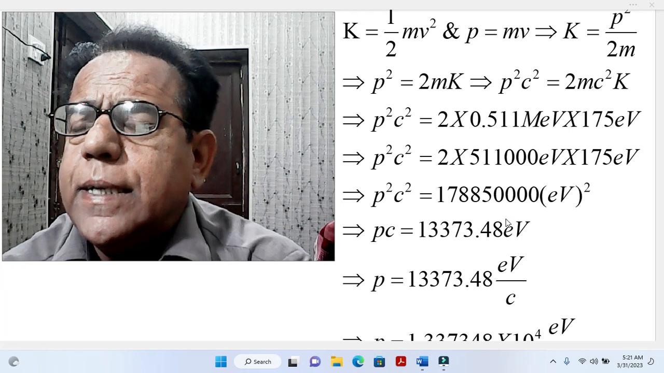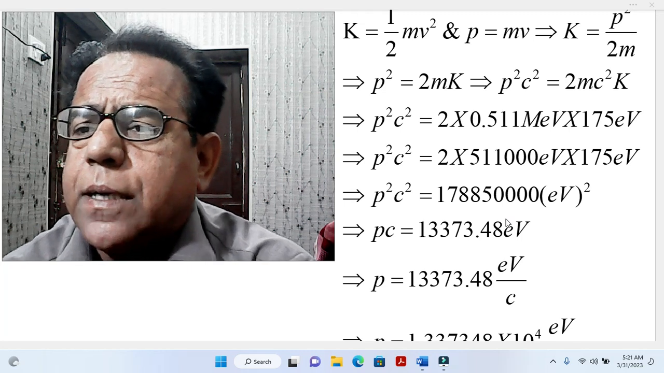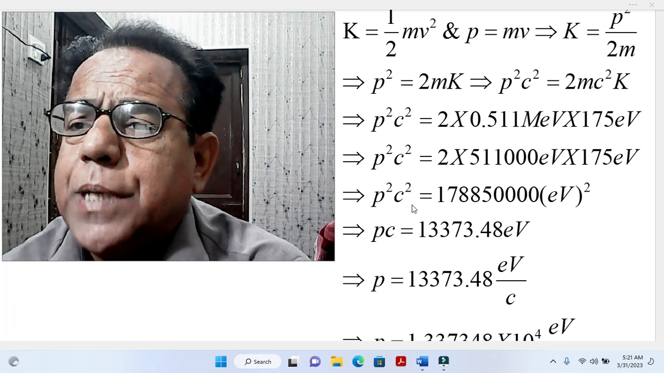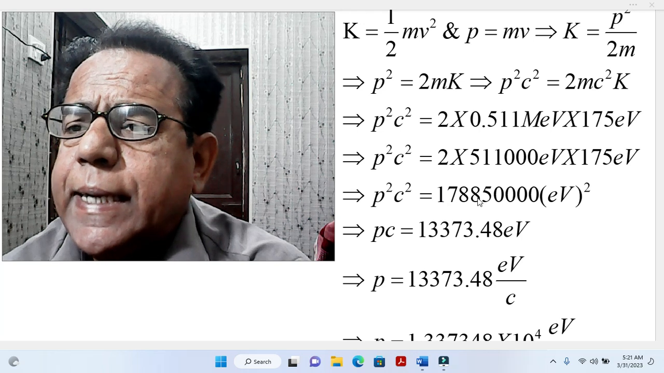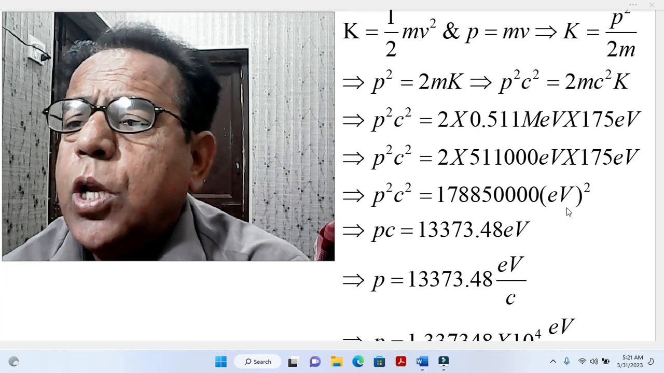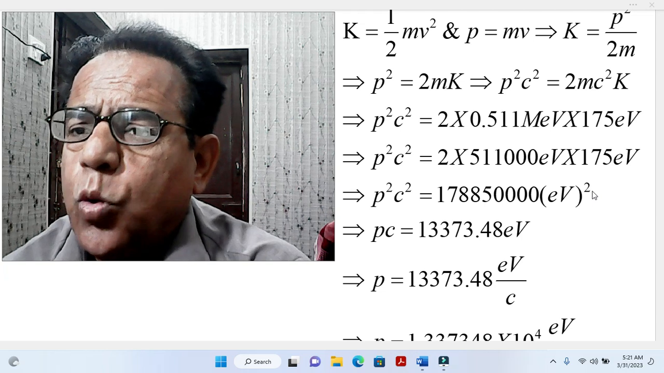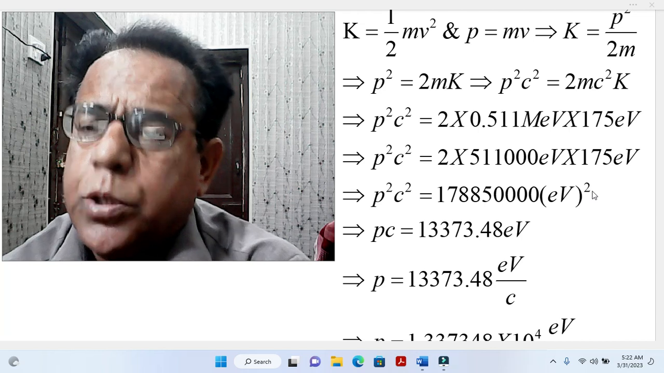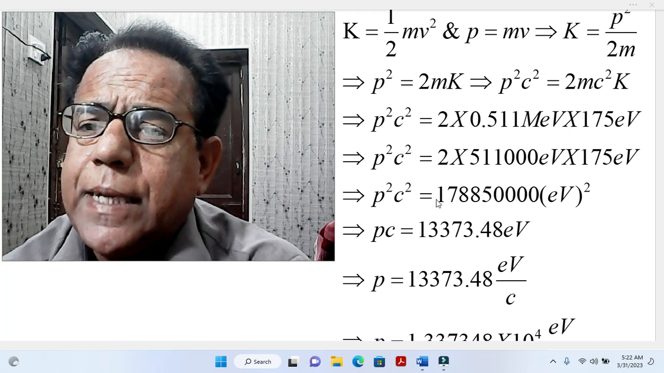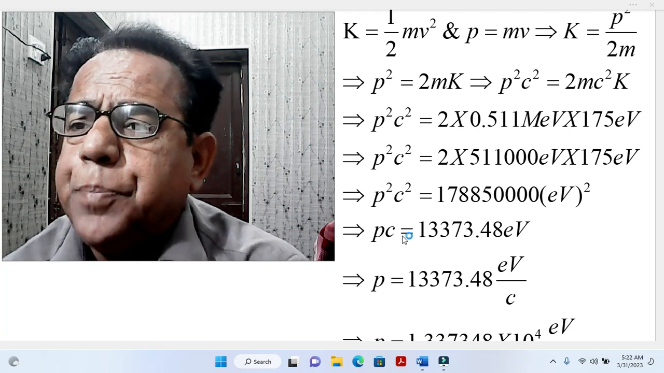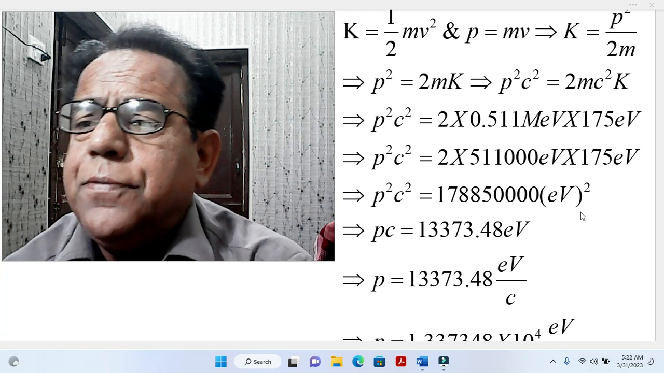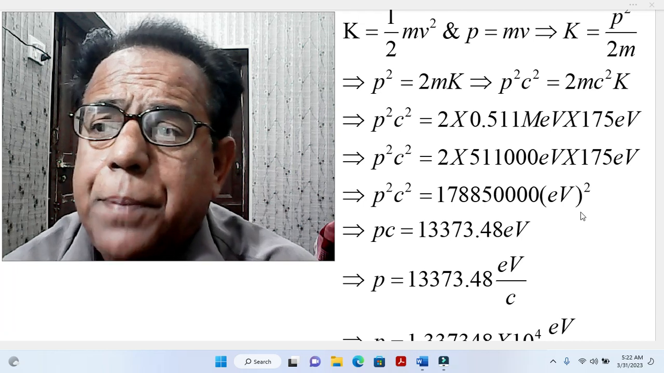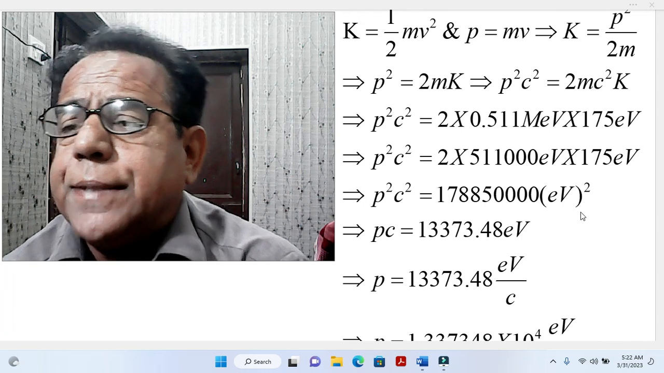13,373.48 electron volt. Actually, dear students, p square c square has become equal to 178850000 electron volt square. Now we will take under root on both sides. When we take under root on both sides, then p square c square will be converted into simply pc, and electron volt square will become simply electron volt, because under root is power 1 by 2, and hence 2 will be cancelled with 1 by 2.